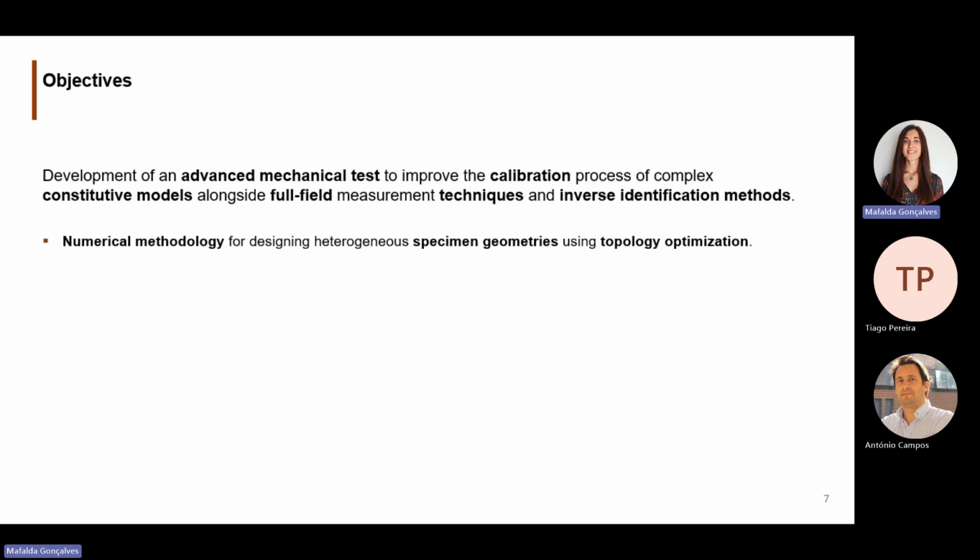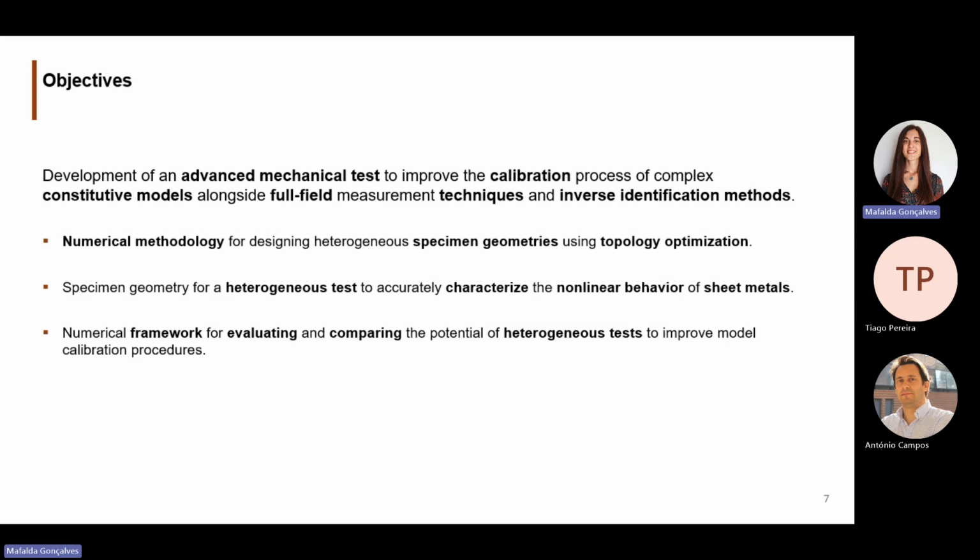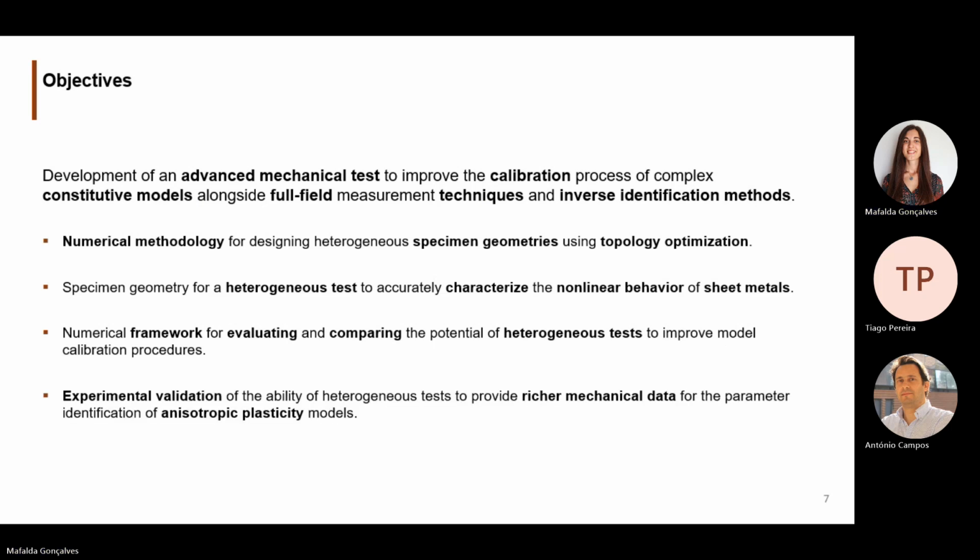So this thesis proposes a numerical methodology to design heterogeneous specimen geometries using topology optimization. From that, a specimen geometry for a heterogeneous test to accurately characterize the nonlinear behavior of sheet metals is proposed, and to evaluate their potential, a numerical framework to evaluate and compare the potential of heterogeneous mechanical tests is also proposed. These results are experimentally validated and then used for identification of the material parameters from anisotropic plasticity models.